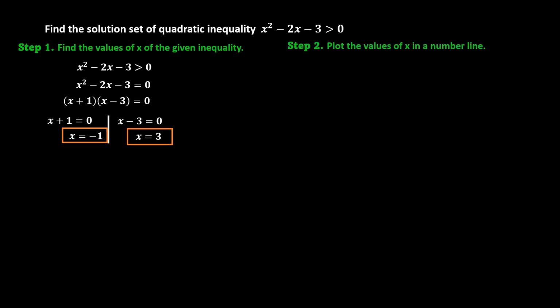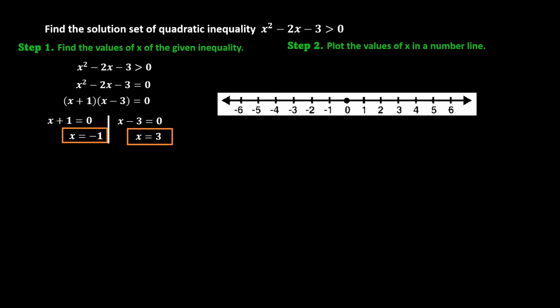Step 2. Plot the values of x in a number line. We need to draw a number line. From the right side are the positive numbers and on the left side are the negative numbers. There you go. Then plot the negative 1 and positive 3. There it is.